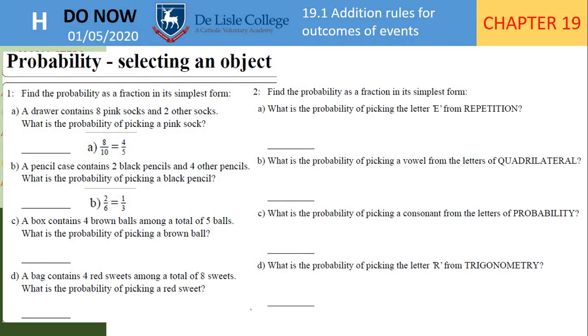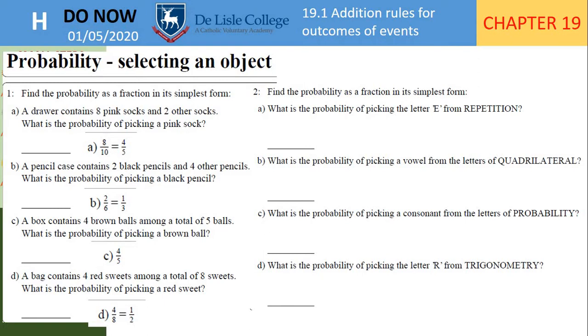Part C, a box contains 4 brown balls among a total of 5. What is the probability of picking a brown ball? So that's 4/5. Just be careful of the wording of the question there. Part D, a bag contains 4 red sweets among a total of 8. What is the probability of picking a red sweet? So that's 4/8, which cancels to 1/2.